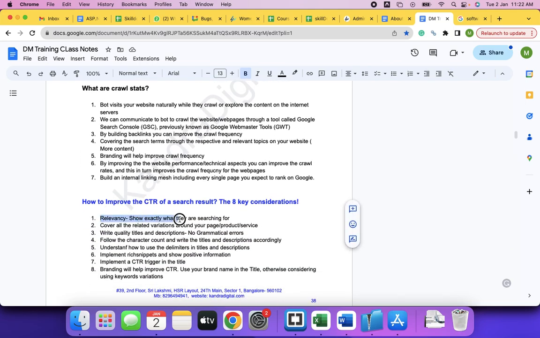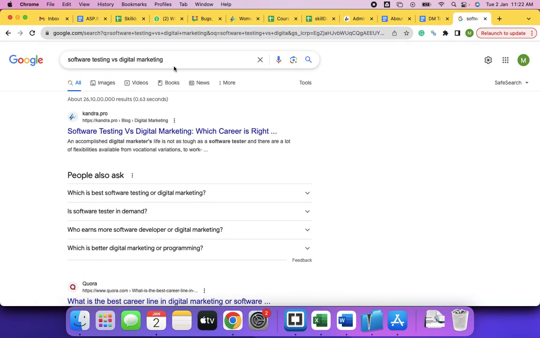Relevancy. Show exactly what they are searching for. So cover all the related variations around your page, product or service. See, the topic is software testing versus digital marketing. What happens is, people are not searching only software testing versus digital marketing. Which is good, software testing or digital marketing? Difference between software testing and digital marketing. Compare software testing and digital marketing. So there are various kinds of terms used.